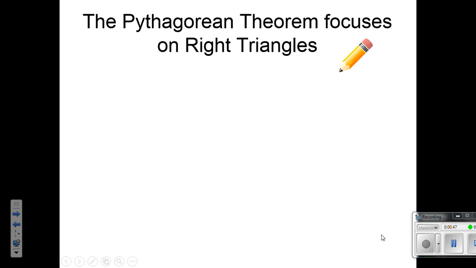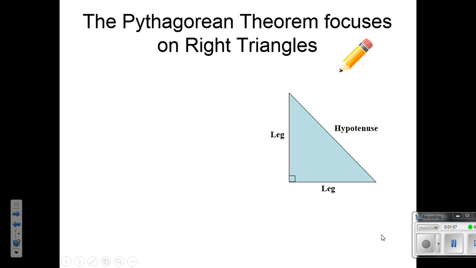Now that pencil up in the right-hand corner says I need to take notes on every slide with that pencil, just to make sure that you remember that. So today we're going to go ahead and start by talking about the Pythagorean theorem and how it focuses on the right triangles. So the Pythagorean theorem is used for right triangles.